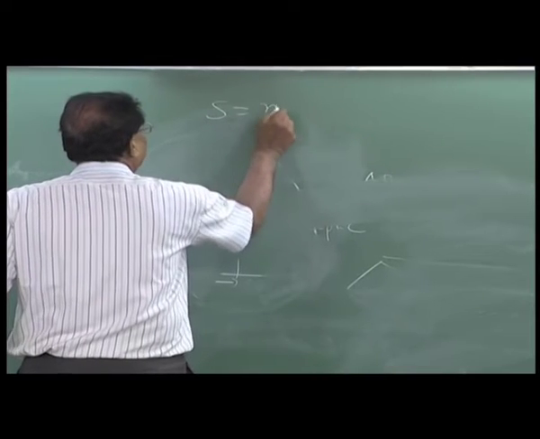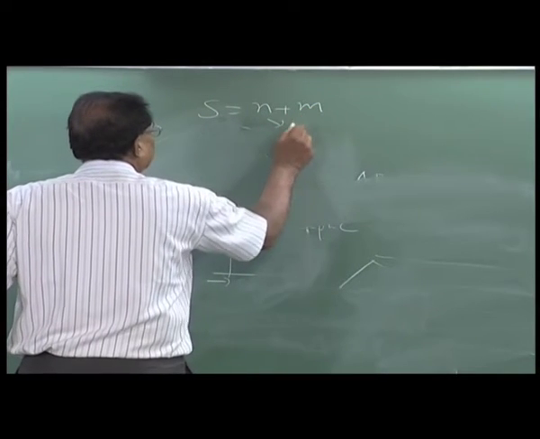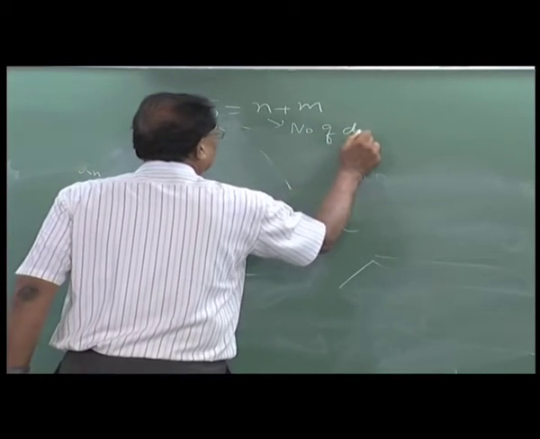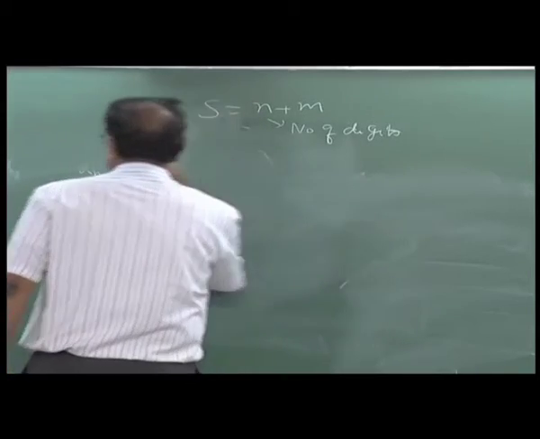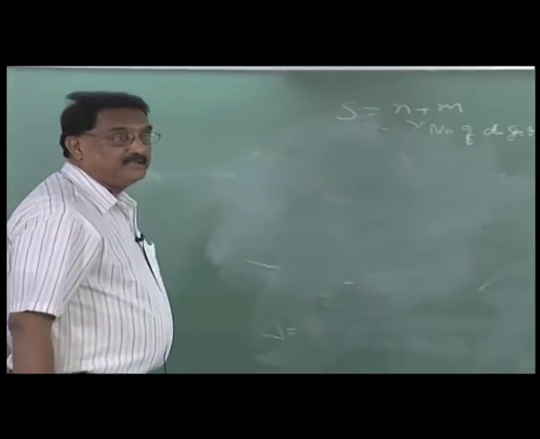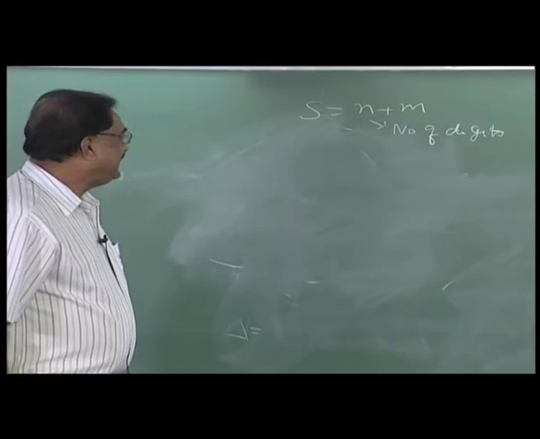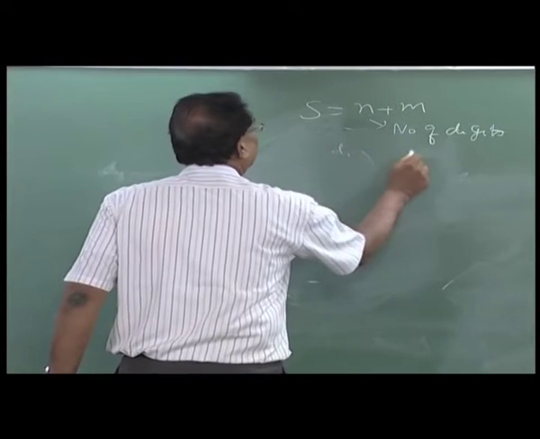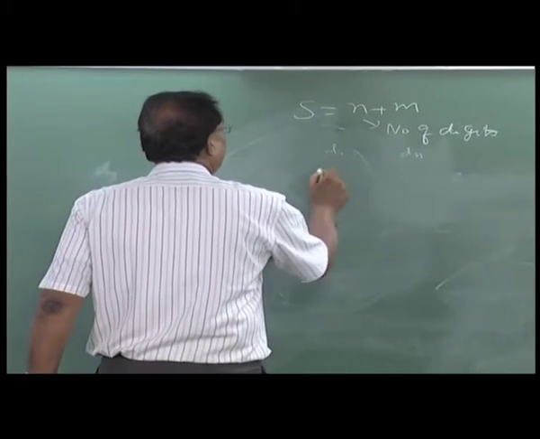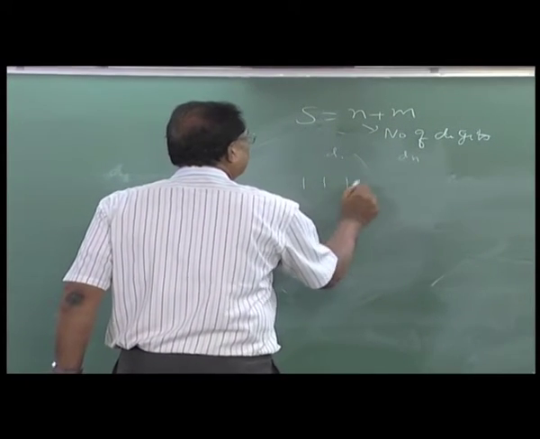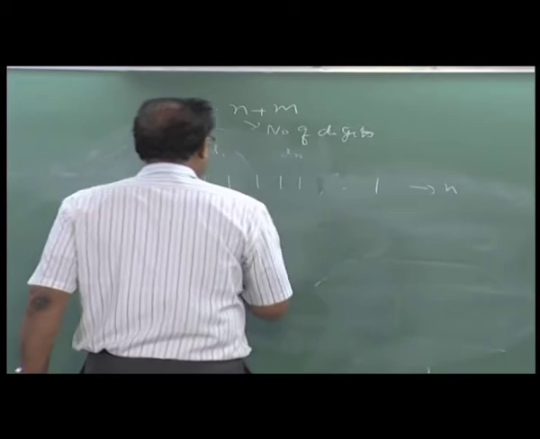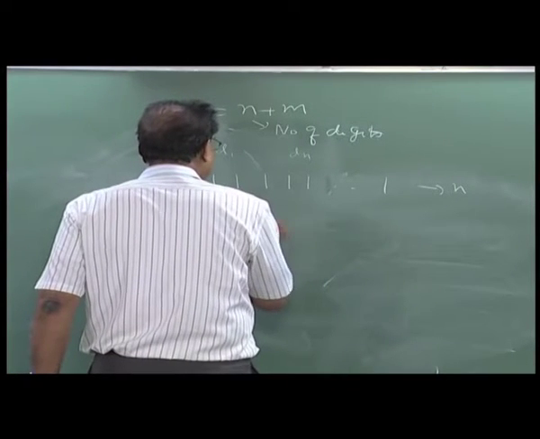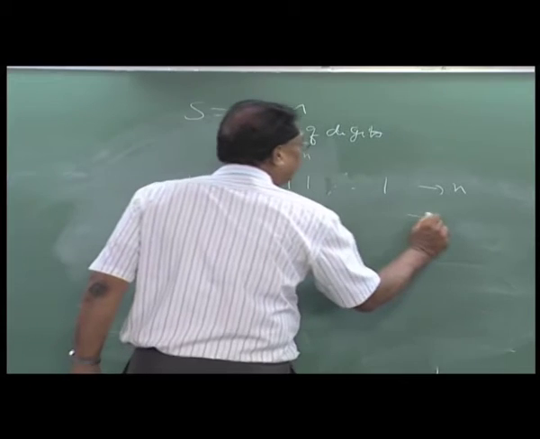So, S is n plus m. So, these are the number of digits. So, you have to consider various permutations. Now, what you do is, each digit, so that d1 to dn, you can visualize it as if it is composed of, you write n ones, n of them, and then you also write m of them, okay.